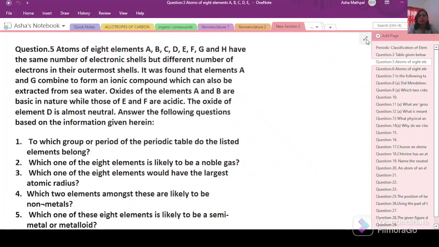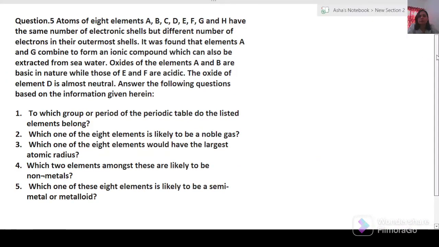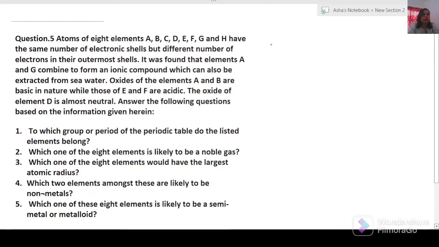This is question number 5. Now see, atoms of 8 elements A, B, C, D, E, F, G and H have the same number of electronic shells. The first hint is the same number of electronic shells. The same number of electronic shells are always there in the same period. But they have a different number of electrons in their outermost shell. If they are in the same period, they will have the same number of shells, but in the outermost shell, one electron will increase at every step.